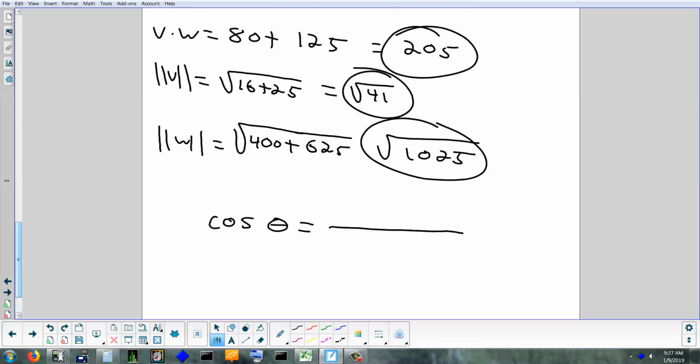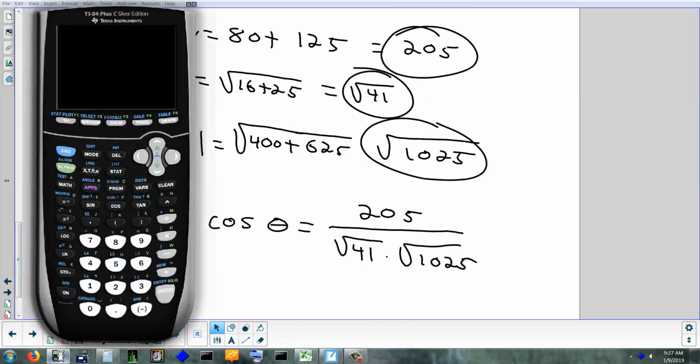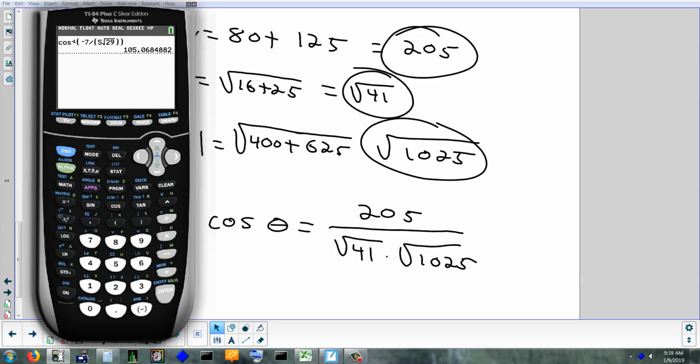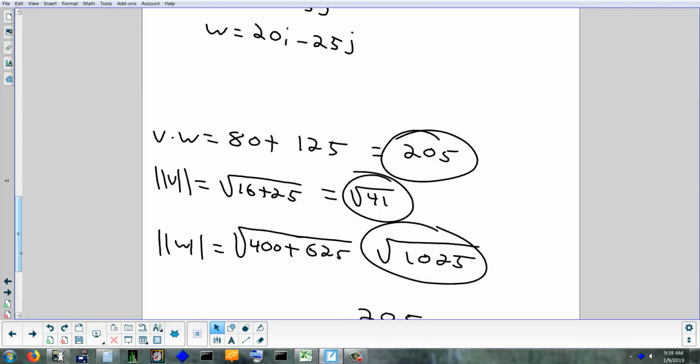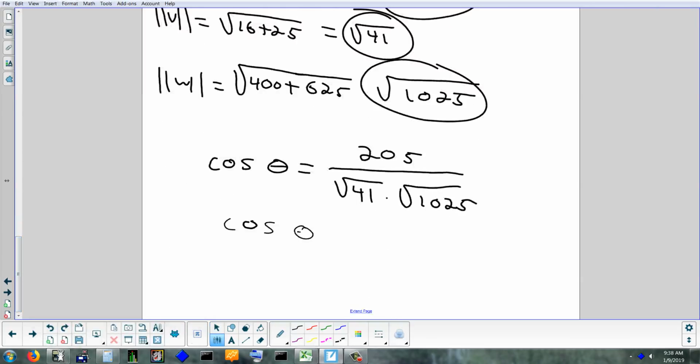$205. Yep, dot product. And on the bottom, the product of the magnitudes. Now, this is the case where Joe had mentioned you could do 41 times 125, 1,025, but I'll just keep them separate because I'm just going to type it all in. So let's do the bottom first. It'll be less to type in all at once. Square root of 41 times square root of 1,025 is 205. So the bottom is 205. The top is 205. So what is that fraction on the right side?